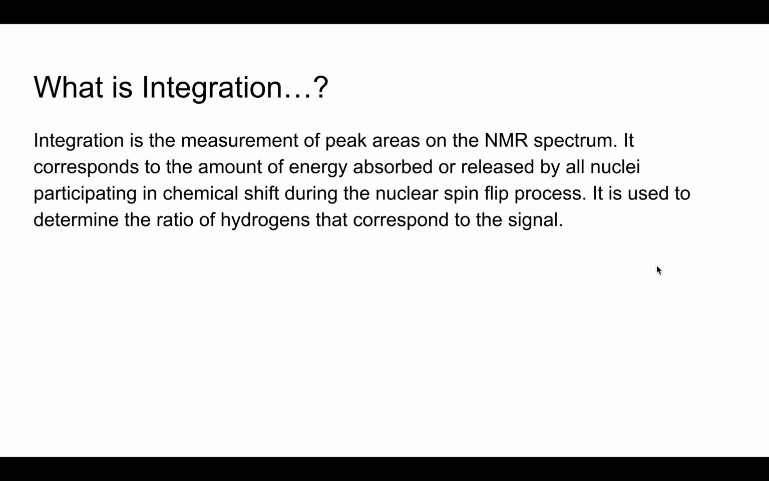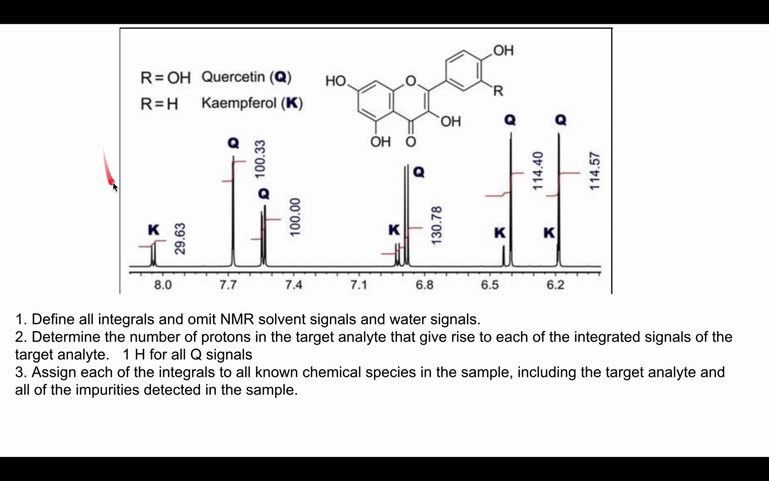9223 and 9224, where the authors go into detail how integration is incorporated in the 100% method. So here we have our provided proton NMR spectrum, and our target analyte is this Q molecule right here. Our only impurity is this K molecule right here.